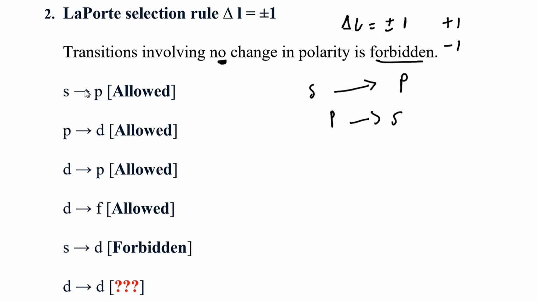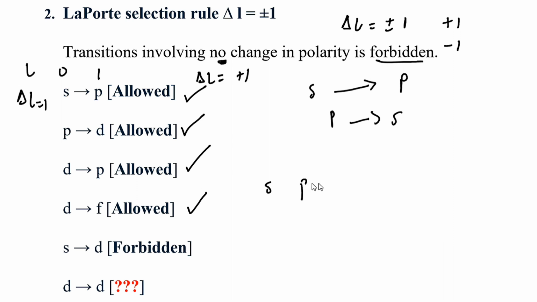Looking at this, the change in L is basically 1. The L value for this is 0, but this is 1. So the change in L is positive 1. So this is allowed. This is also allowed. This is moving downward, which is also allowed. D to F is also allowed. Now, we have S, P, D, and F, right? Let's put G also. So we have this to be 0, 1, 2, 3, and 4. In this case, we are moving from S to D, so that is forbidden.